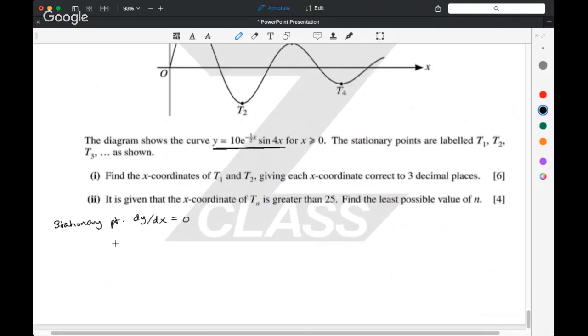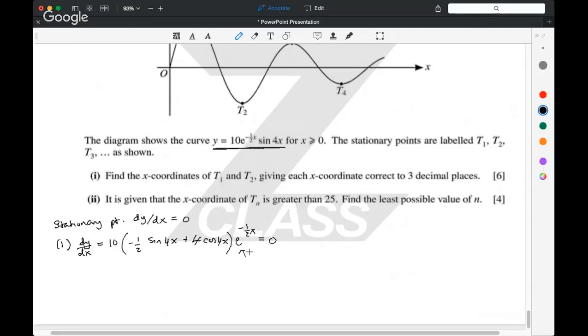So what we can do is just differentiate. We're just asked to differentiate this, so it includes some product and a bit of chain rule, and it shouldn't be too difficult. Just take it slow. So you should get that dy/dx is 10 times (minus 1/2 sine of 4x plus 4 cosine 4x), all times e to the minus 1/2 x. And this is now equal to 0 for the stationary points.